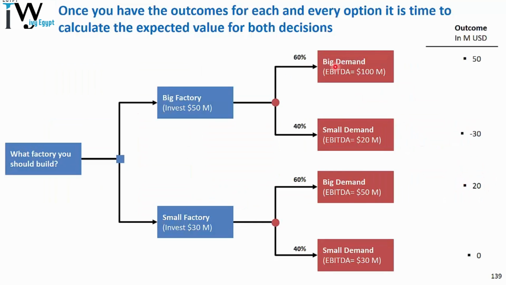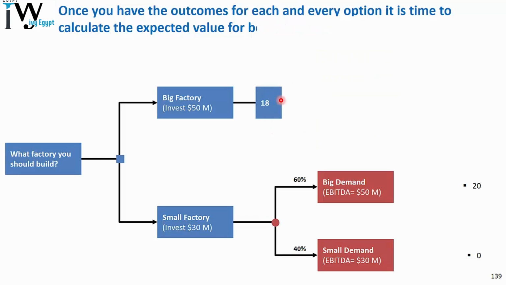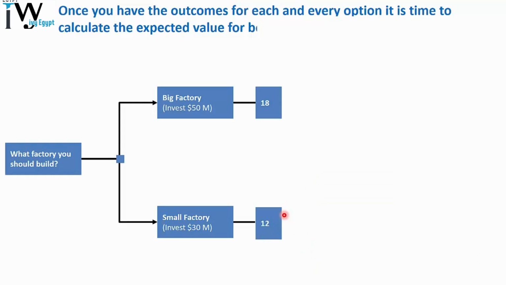We can also present it here. So we basically take the outcome of this option and multiply it by the probability of this option. And we do the same here. So we multiply this outcome by the probability of this, and we add them, and that's how we get the expected value of 18. We do exactly the same with the small factory. So we multiply 20 by 60% and 0 by 40%, and out of this we get 12.